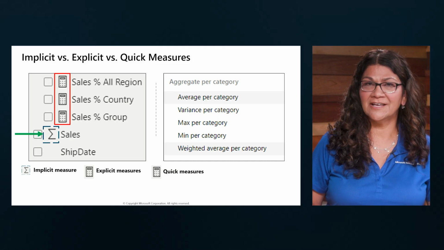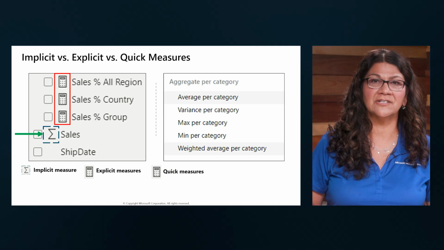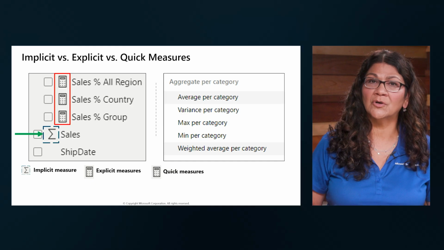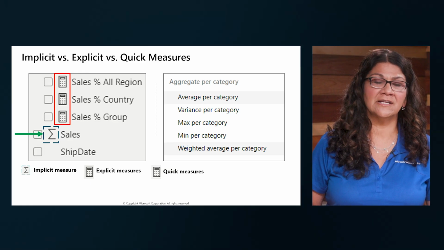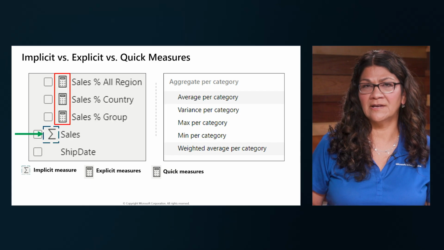Explicit measures, on the other hand, are intentionally created measures where you define the calculation in the formula bar. With explicit measures, you have full control over the calculation logic and cannot modify the summarization once defined. They are indicated by a calculator icon outlined here in red.